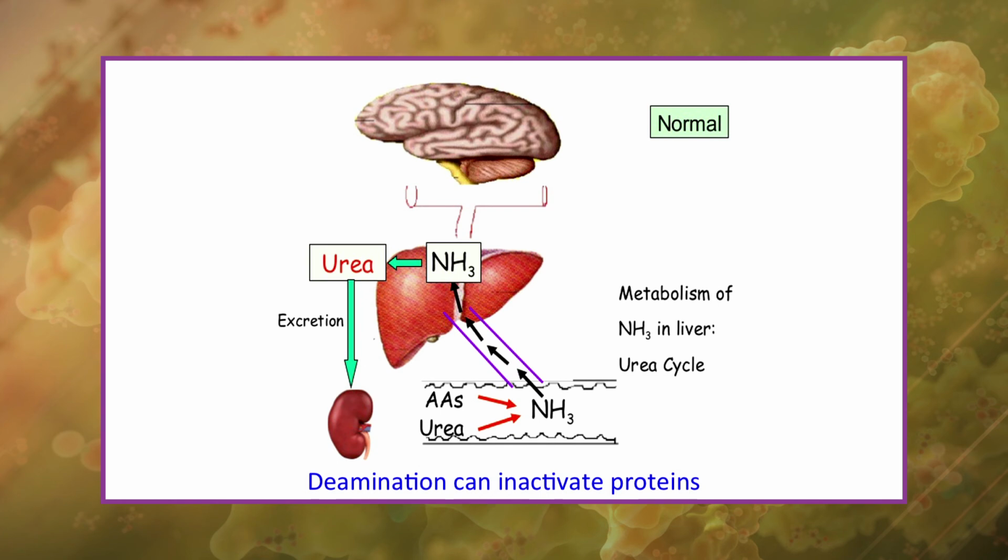Deamination or reduction of disulfide bonds, for example in insulin, can also inactivate proteins. This occurs in kidneys, liver, and in target cell lysosomes.